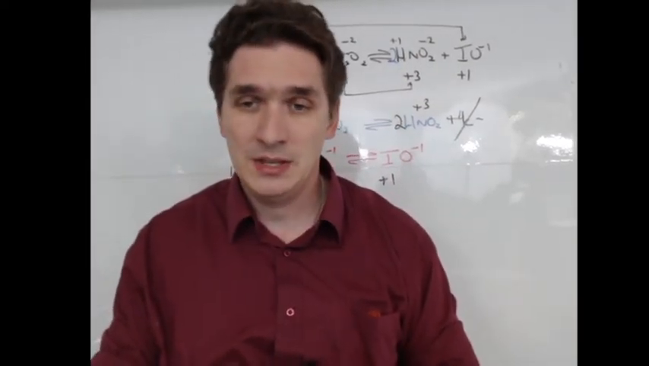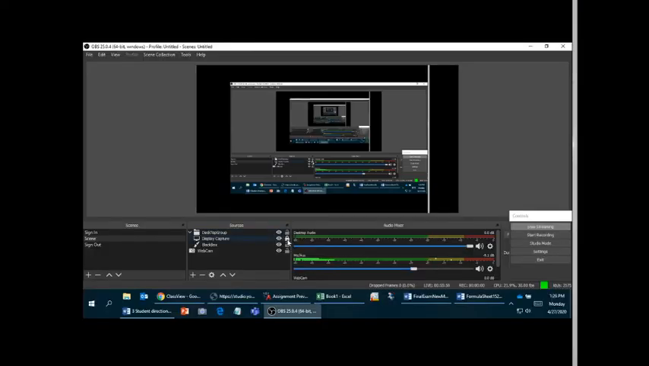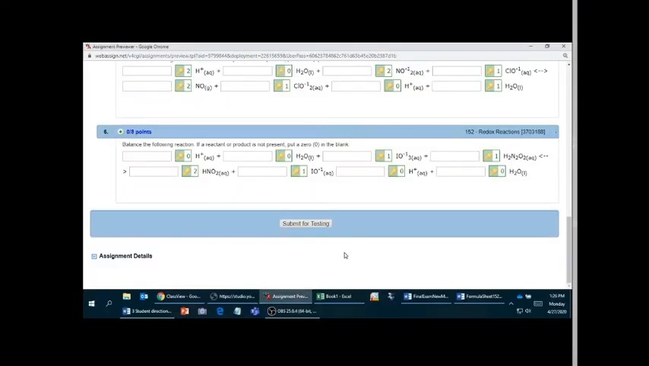If we go and look at the actual WebAssign assignment, that's what it ends up being. We have no hydrogen and no water on the left side, 1 iodate, 1 H2NO2, goes to 2 HNO2, 1 hypoiodite, and 0 and 0 for the hydrogens and the waters.